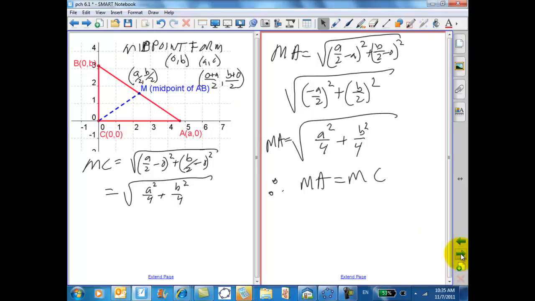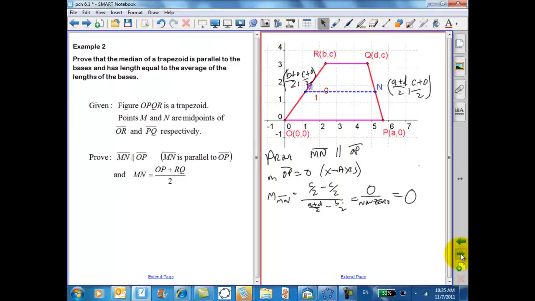Okay? Let's look at a slightly trickier problem here now. Prove that the median of a trapezoid is parallel to the bases and has length equal to the average of the bases. Okay? How are we doing?